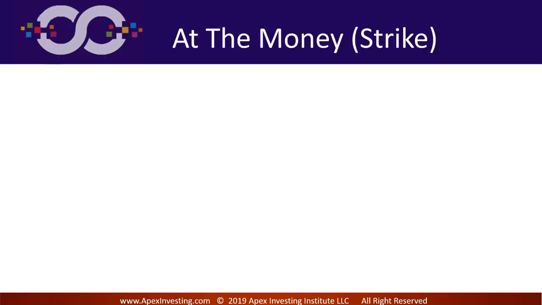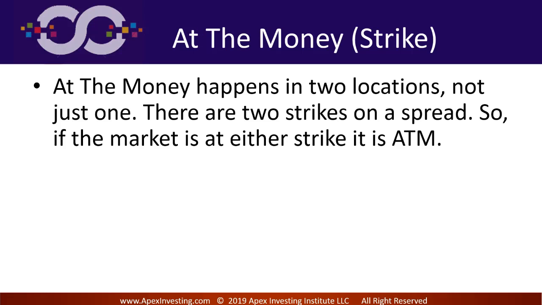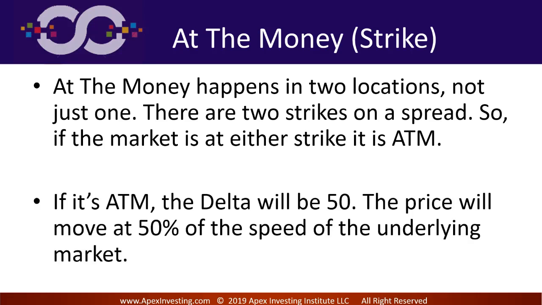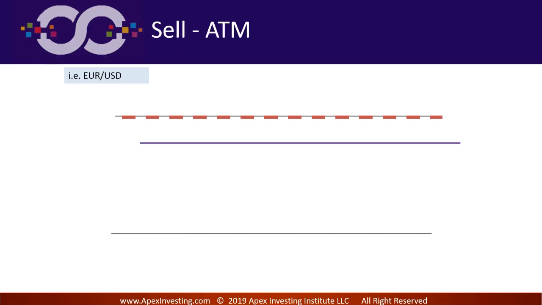So now if it's at the money, if it's at the strike, that could happen at two locations, right? It could be at the floor or the ceiling on a spread. Then the delta is going to be at 50, which means the spread is going to move at 50% of the underlying market. So, again, another example for you. If the market's at 22.20, and let's say the premium's lower, it's at 21.19, it's 10, it's right there.